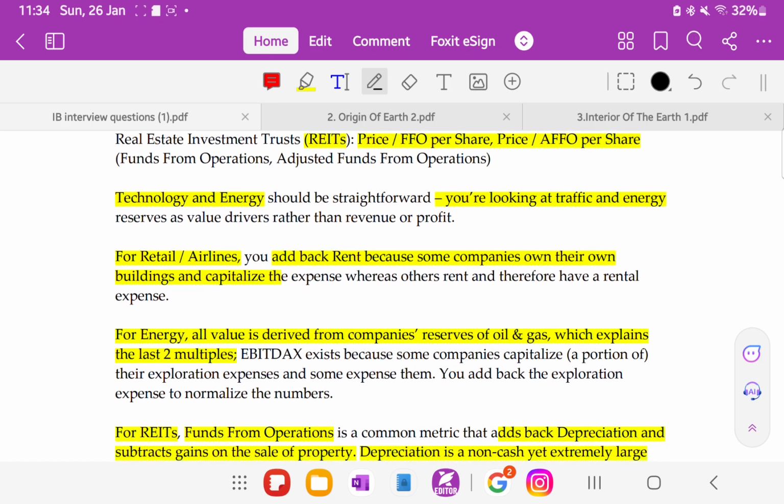Then we have energy. For energy, all value is derived from the company's reserves of oil and gas. That explains the last two multiples. EBITDAX exists because some companies capitalize their exploration expense and some expense it. So you add back the exploration expense to normalize the numbers.